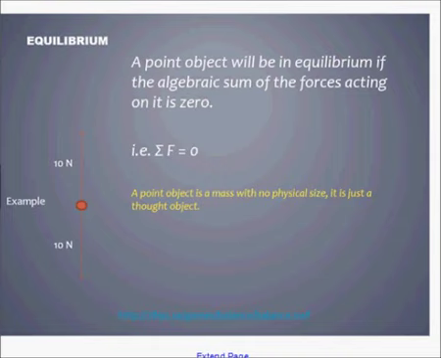Equilibrium is a point object. Essentially a point object will be in equilibrium if the algebraic sum of all its forces acting on it is 0. In other words, if you have this point here and the forces down are 10 and the forces up are 10, then they are going to cancel out, and this thing will either be stationary or it will travel at a constant speed or constant velocity.